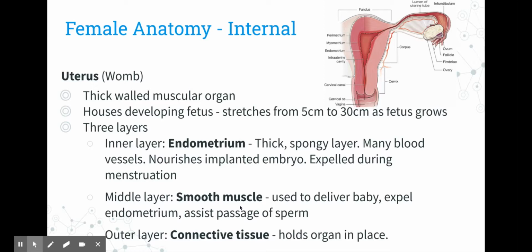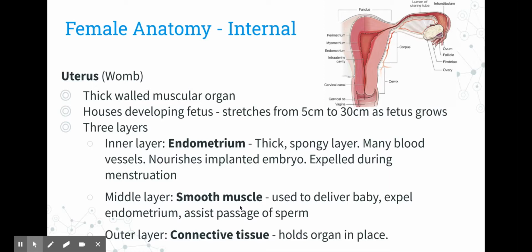The middle layer is a layer of smooth muscle. And so this is what is used to actually deliver the baby. The contractions a woman feels in labor are the squeezing and contracting of the uterine muscles. Helps to push the baby out. To a smaller degree, we also depend on those muscle contractions to expel the endometrium during menstruation. And so menstrual cramps are really just tiny contractions to expel the endometrium.